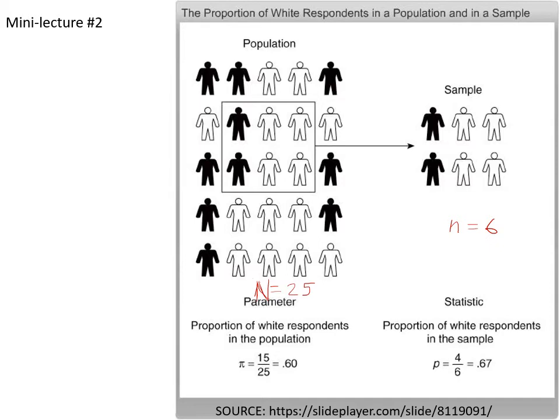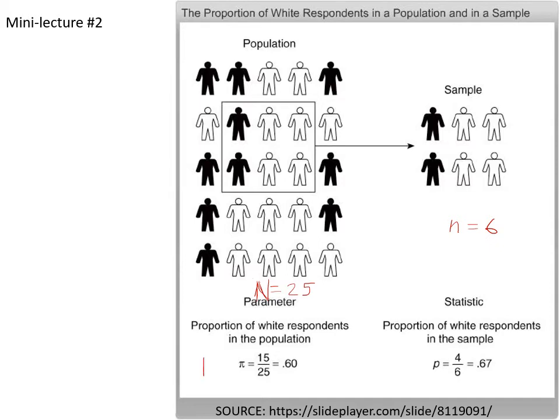In this population, we have 1, 2, 3, 4, 5, 6, 7, 8, 9, 10, 11, 12, 13, 14, 15 people who are white, which means we should have 10 people who are black. 1, 2, 3, 4, 5, 6, 7, 8, 9, 10, right? So we've got our population, and we know that in that population of 25 people, 15 are white and 10 are black.